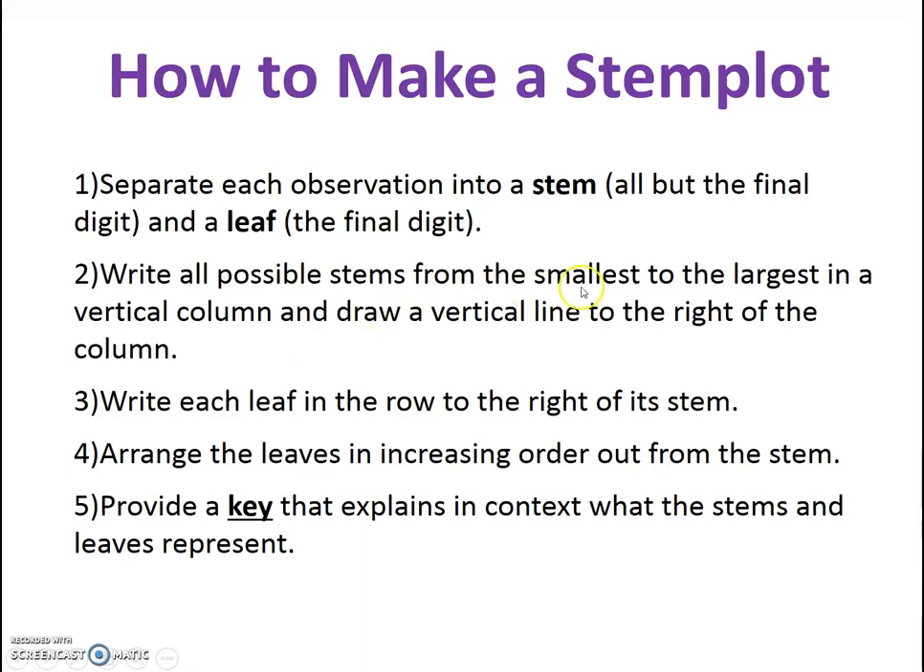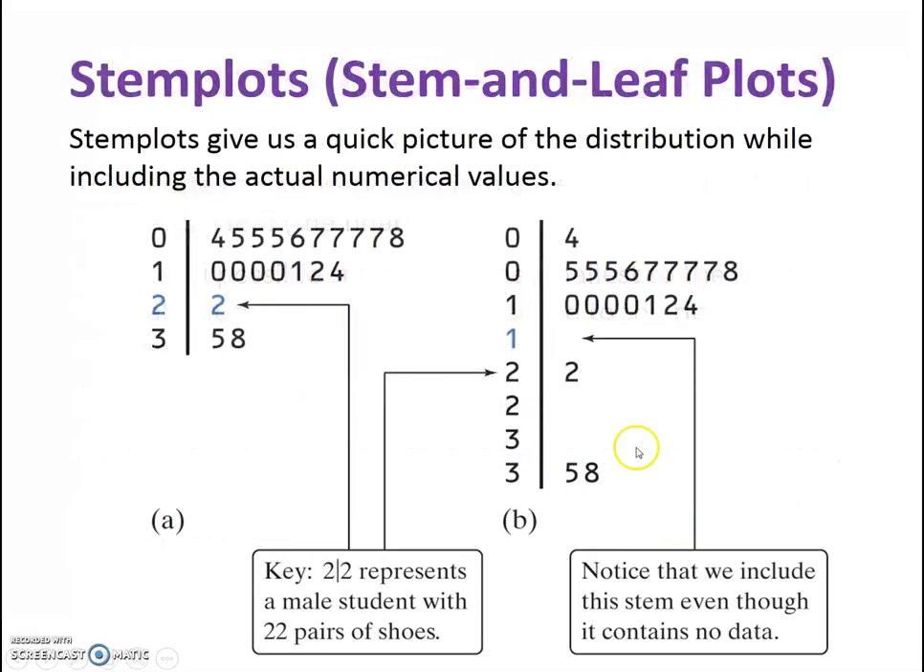Write all your possible stems from smallest to largest in a vertical column and draw the vertical line. Write each leaf in the row, and then you want to write them in order from decreasing to increasing. That's not a huge deal breaker, but it really does help for something that we're going to be doing later on. So it helps to have these values in order from smallest to biggest.